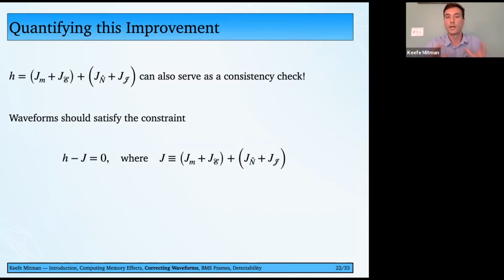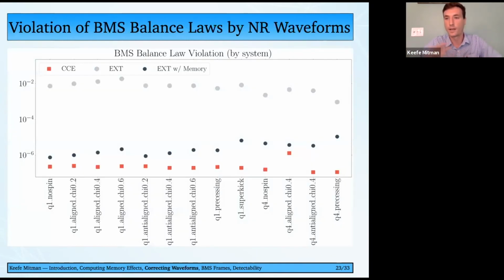And so what we can do then is take this constraint and integrate it over the two spheres to see what the average violation of these balance laws is. Here on the x-axis, I have 13 different binary black hole systems. They start as an equal mass non-spinning system, and then equal mass aligned spin with the spin increasing from 20% to 60% of its true value. And then the same thing for anti-aligned spins, a precessing system, a super kick system, and then some mass ratio 4 systems. And the y-axis is essentially a relative error between the strain and this quantity J. So it's a measurement of how much we're violating these balance laws.